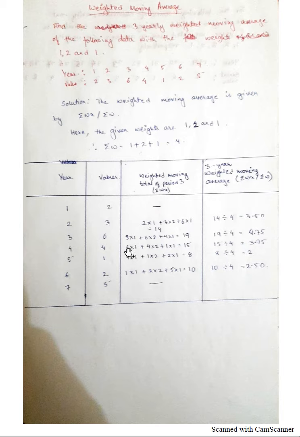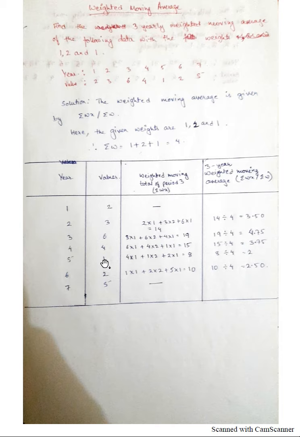So now we are done with these 3. Now we will have to do these 3. We will start with 4. So our first number here is 4. The first weight is 1. So 4 into 1 plus our second number here is 1. Our second weight is 2, so 1 into 2, plus our third number here is 2 and our third weight here is 1. So 2 into 1, it will be total 8.